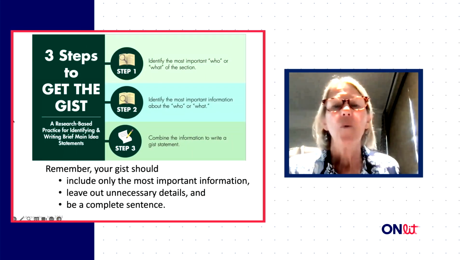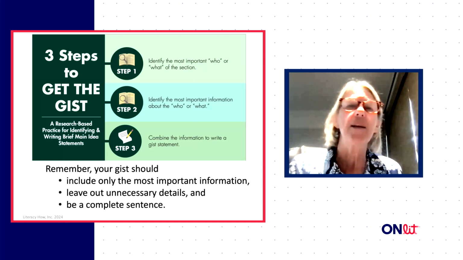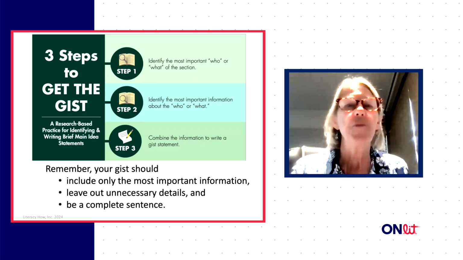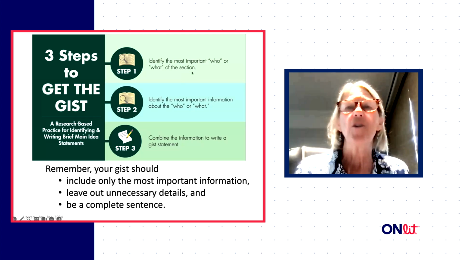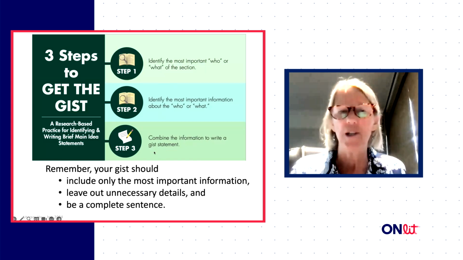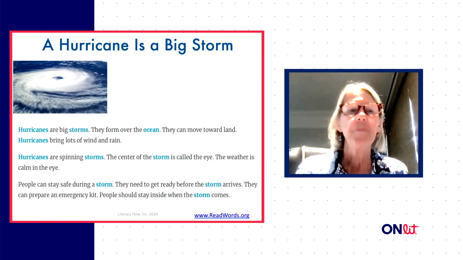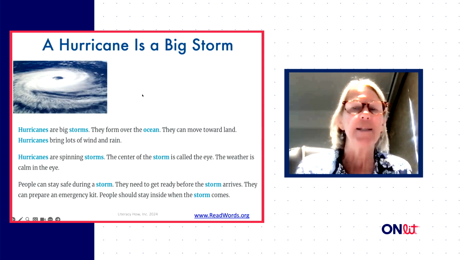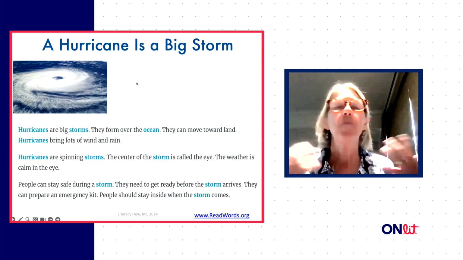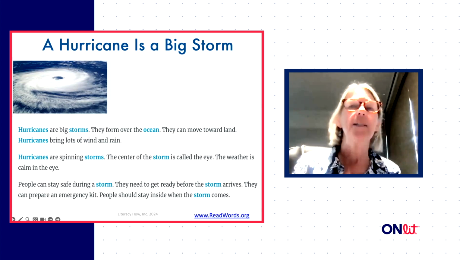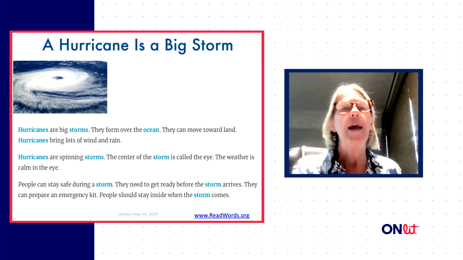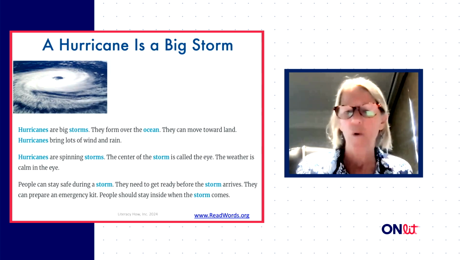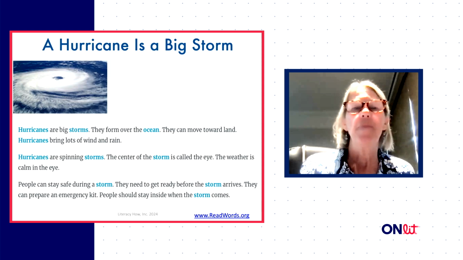Do the same thing with this idea of the just statement that I mentioned a few minutes ago. These are the 3 steps for writing a just statement, but they start with that who or what and expanding, and then combining the information to write a just statement. Here we have a passage from ReadWorks about hurricanes. And what we're doing with this particular passage is we're going to have the kids practice writing and putting the ideas together with the who, the do, and then expanding more about where these hurricanes form, etc.